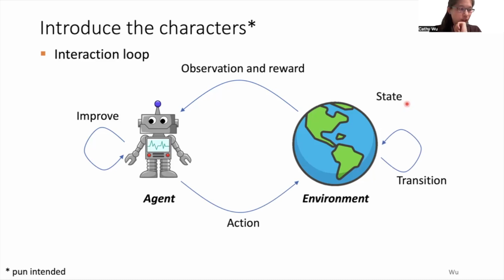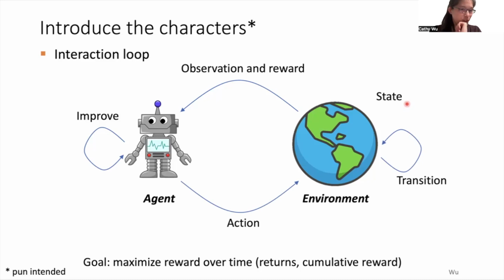Okay, a couple pieces of notation. First, I should say the goal of the agent is to maximize the reward over time, not just the one-step reward. That would be the non-sequential problem. We are interested in the reward over time. This is often called the return or the cumulative reward.